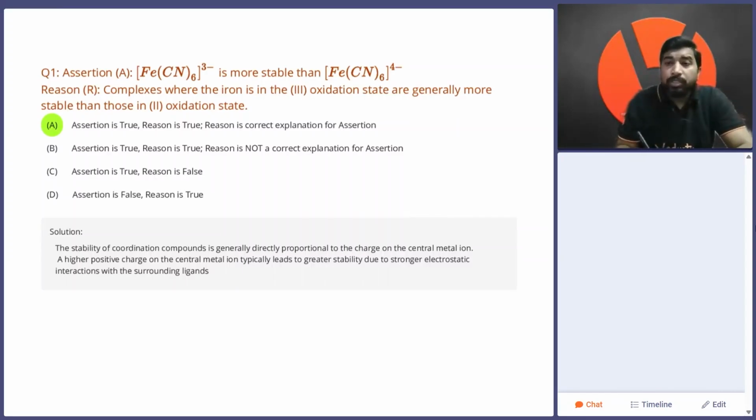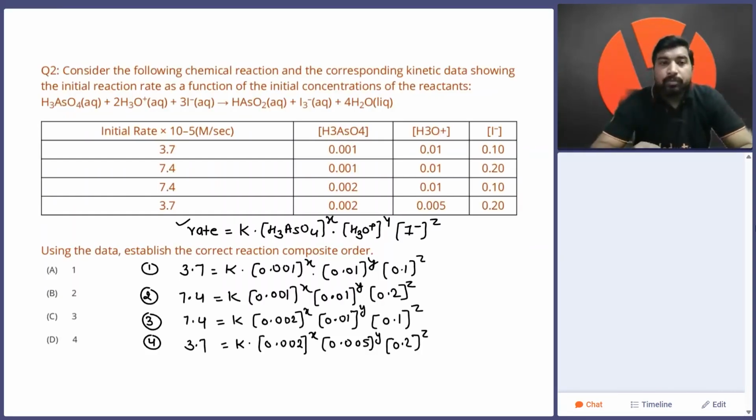Now come to question number 2. Here is question number 2. The question says, consider the following chemical reaction and the corresponding kinetic data showing the initial reaction rate as a function of the initial concentration of the reactants. So the reaction is given below and the data is given in a table. From experiments 1, 2, 3 and 4, I already wrote the information and will write the equations.